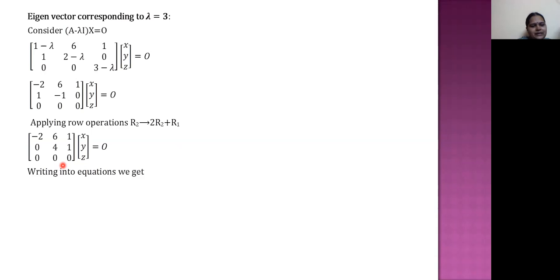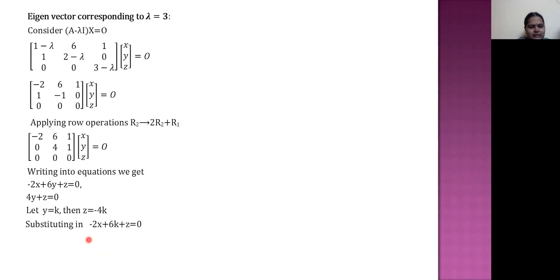Now we will write equations. This matrix we will write into equations. The equations are minus 2x plus 6 into y plus 1 into z equal to 0. Next, 4 into y plus z equal to 0 is the second equation. Now we have two equations with three unknowns. So we will consider one element as k. So let us take y as k and substitute here. Then we will have z equal to minus 4y, that means minus 4k.